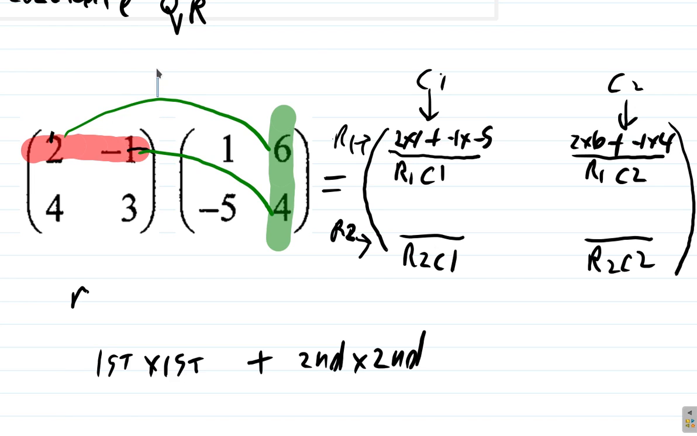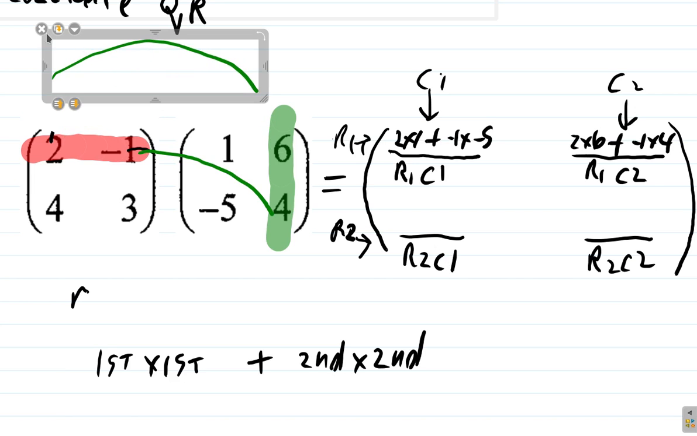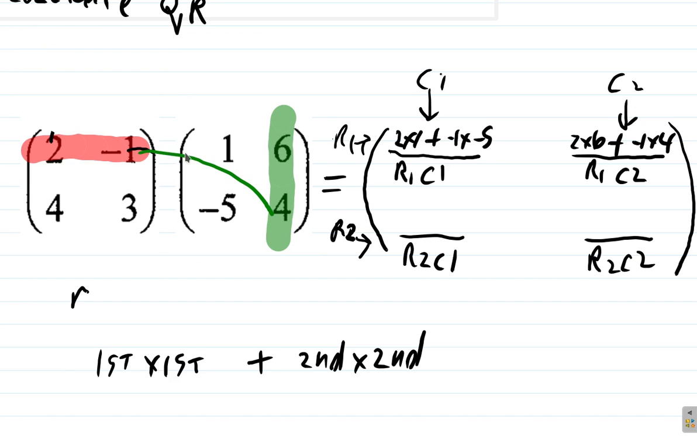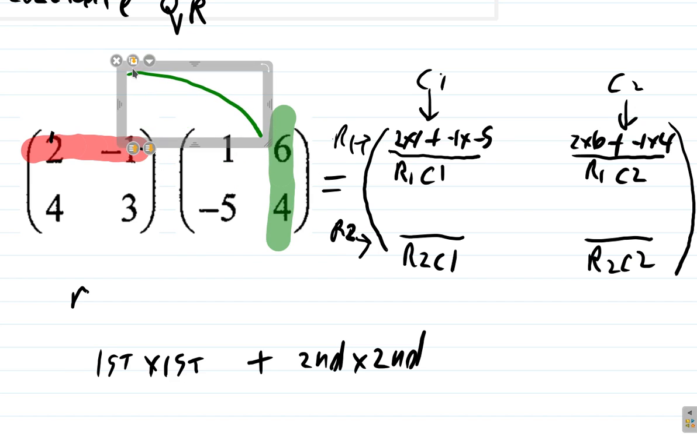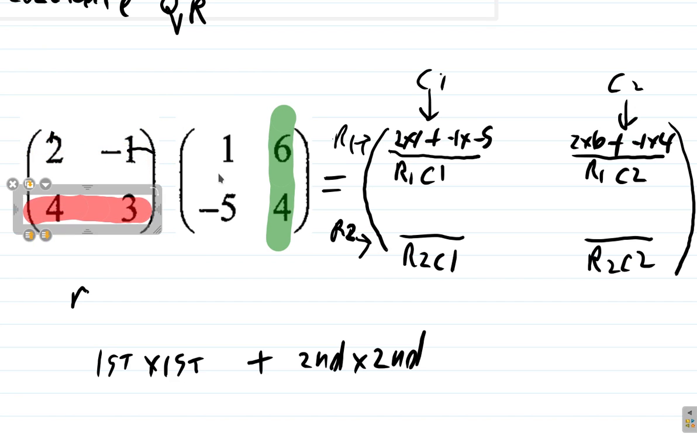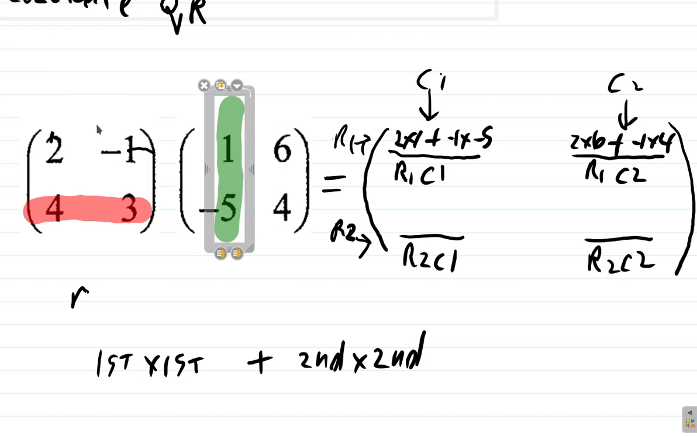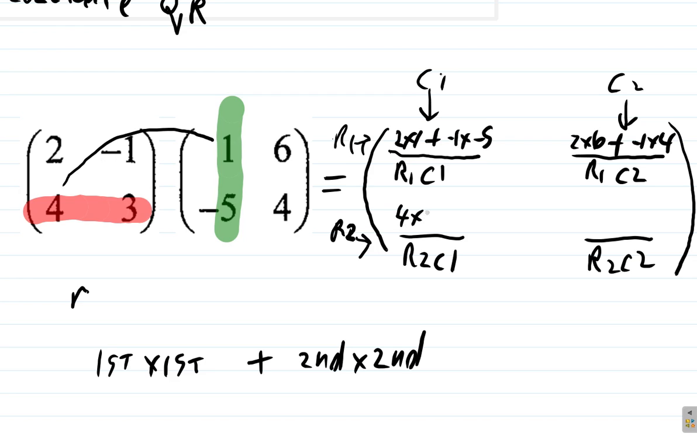So, let me get rid of some of these things. Get rid of this. Row 2 by column 1. So the row is going to be this one, and the column is going to be this one now. Alright? So it's row 2 by column 1. First in row 2 by first in column 1 is going to be 4 by 1 plus second in row 2 by second in column 1. So you have 3 by negative 5. That's going to give you this answer. You see that?